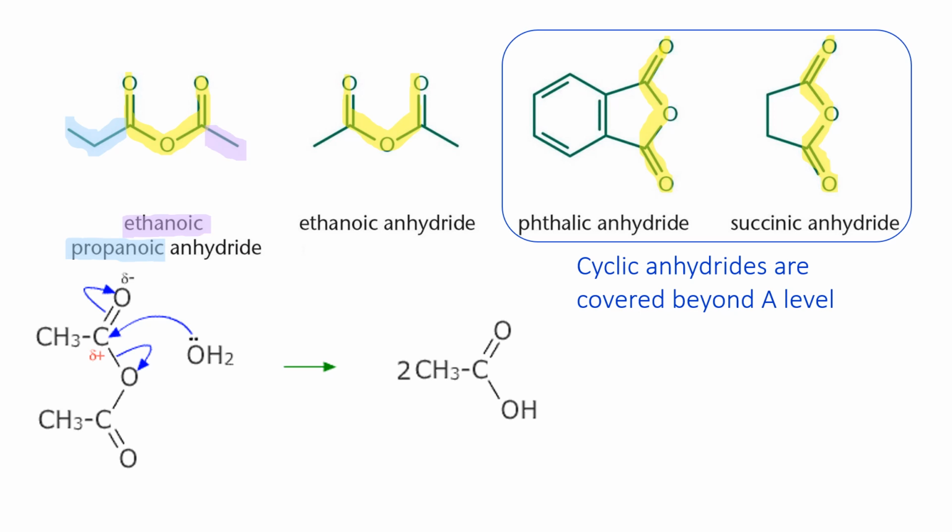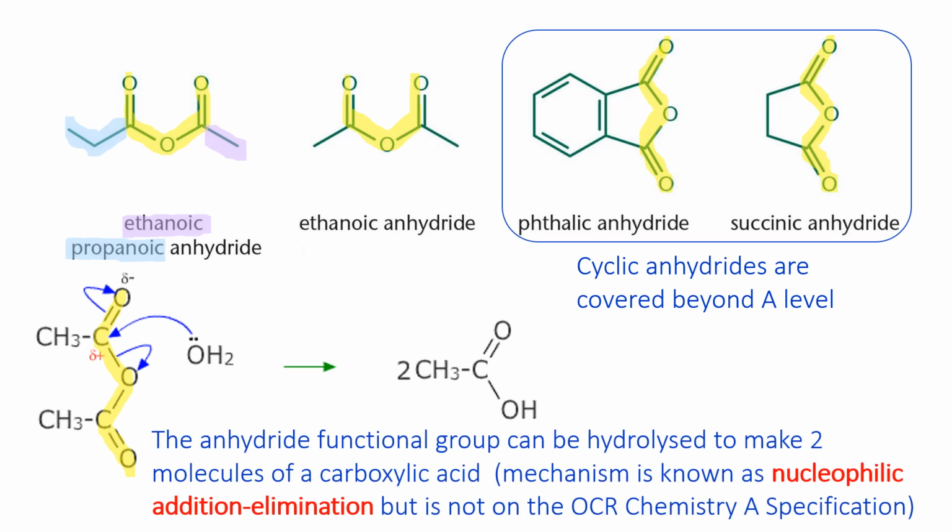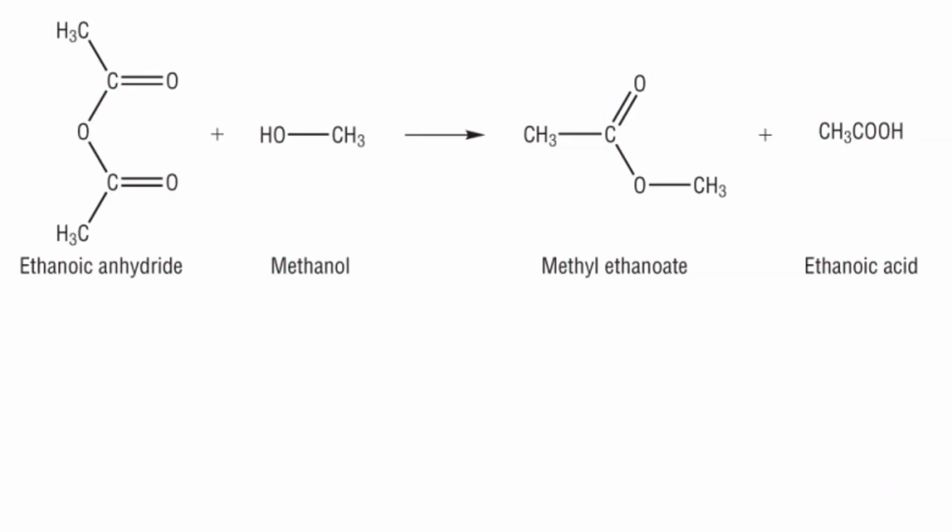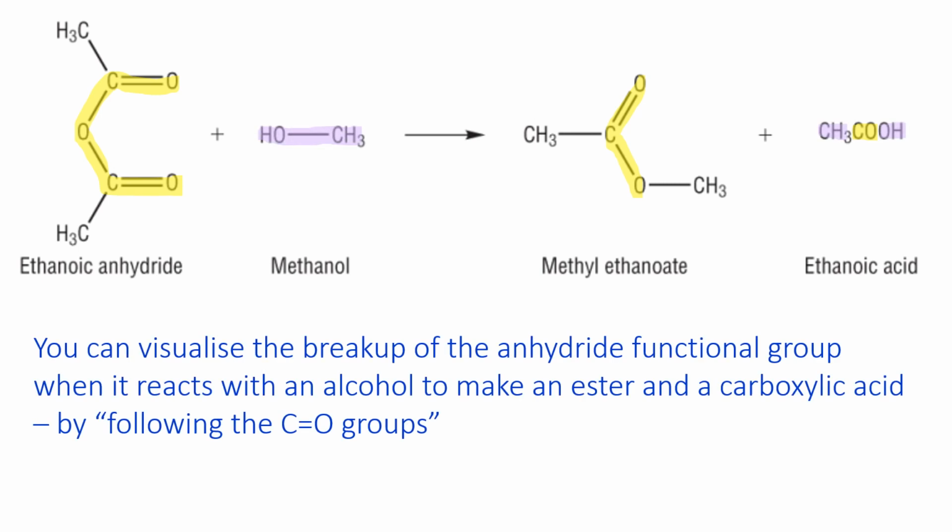So this particular mechanism, you can see the acid anhydride group there, is called nucleophilic addition elimination, but like I said a moment ago, it's not on the OCR Chemistry A spec. So looking at the reactions of anhydrides, for example, an anhydride reacting with an acid, you can follow where the C=O's go, and obviously the rest of the molecule fits in around them.